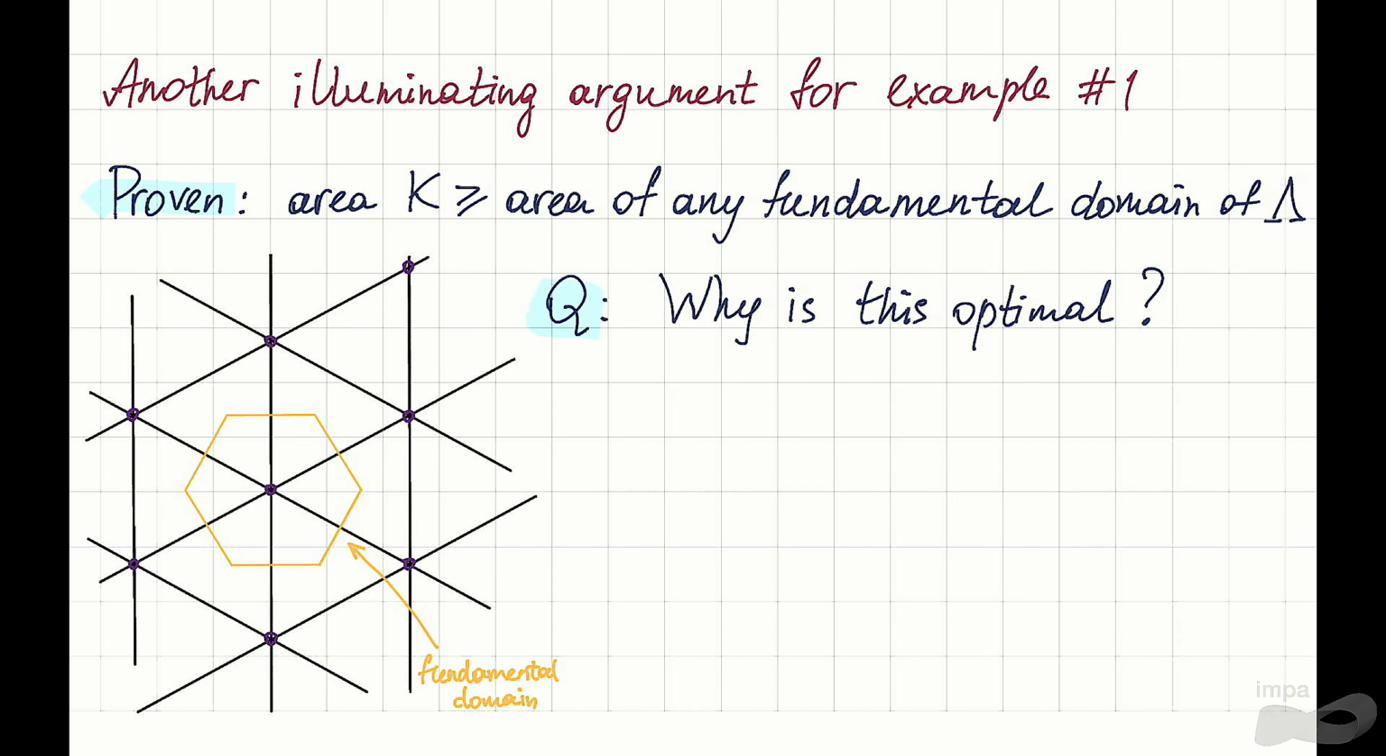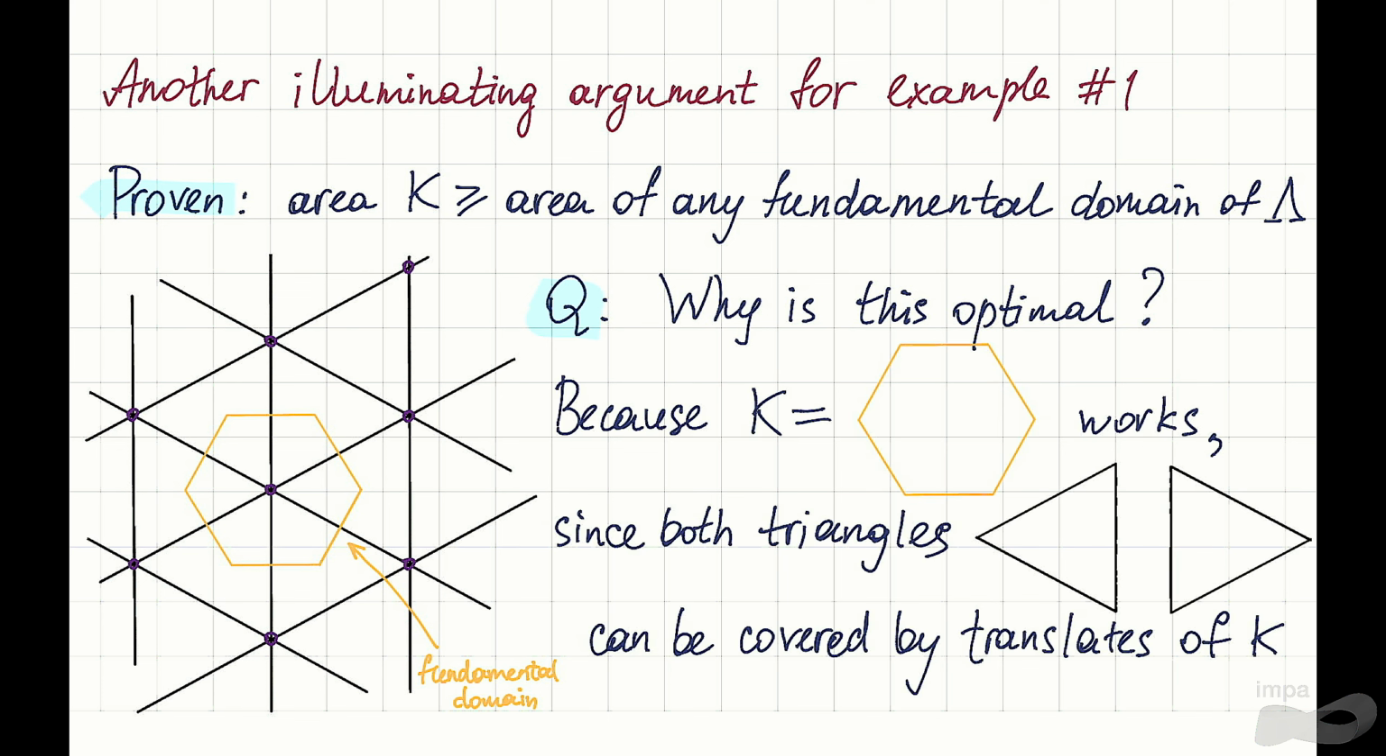All right, so we proved some lower bound for the area. Next question, why is it optimal? I drew the most symmetric fundamental domain here, which is the hexagon in this particular case. Why is this optimal? Well, in order to check it's optimal, let's just check that this particular most symmetric domain, K, which is the regular hexagon, works. It satisfies the condition that you can cover both triangles. Yes, you check it directly, it's obvious, it covers. All right, so we have the sharp inequality.